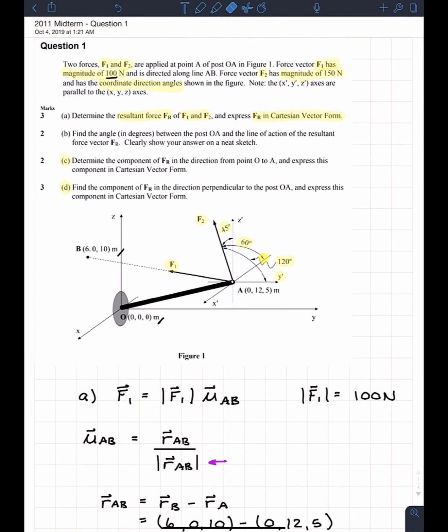So what part B would like us to do is find the angle. So of course you're going to get an angle. Like that's a given. If you guys think that you're going to get away with not finding an angle in this midterm, you guys are crazy. You're going to have to find an angle. So we want it between post OA and the line of action of the resultant force, FR.